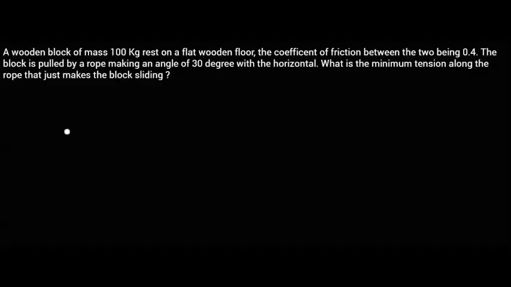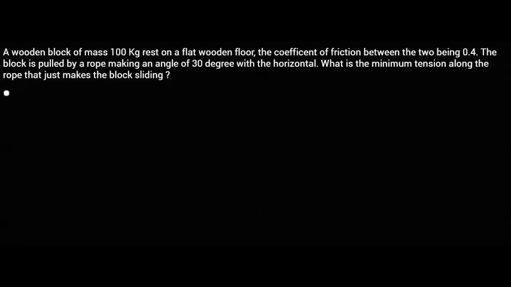Okay. Now let's move on to the next question. In the previous problems, we neglected the presence of friction. Now let's do a problem related with tension where friction is also coming. The question is, a wooden block of mass 100 kg rests on a flat wooden floor. The coefficient of friction between the two being 0.4. The block is pulled by a rope making an angle of 30 degrees with the horizontal. What is the minimum tension along the rope that just makes the block slide?